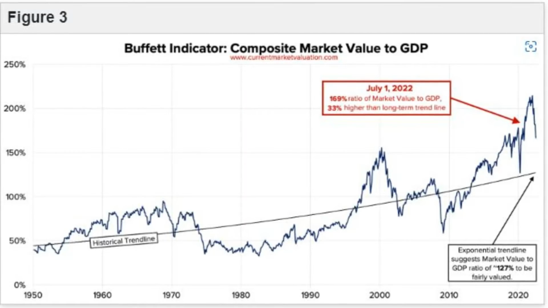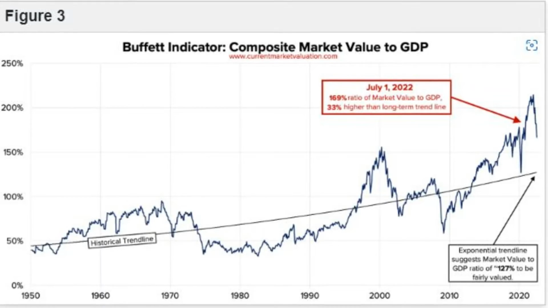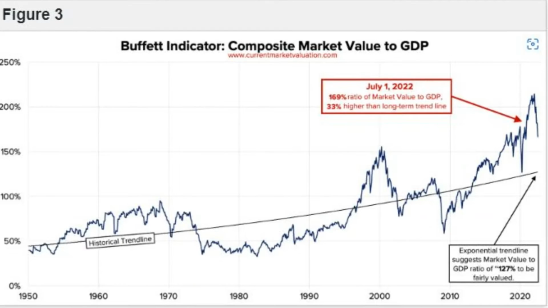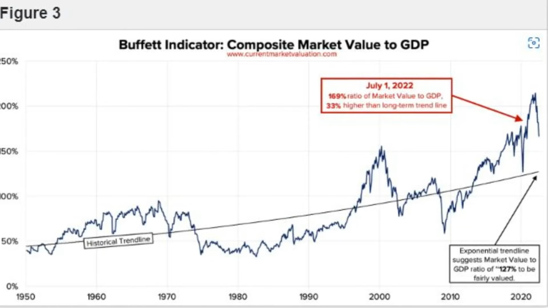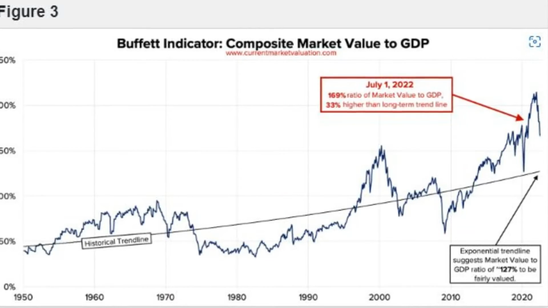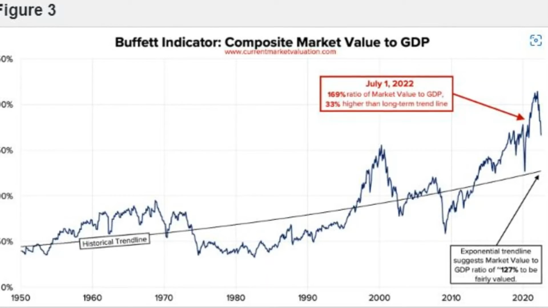According to current market valuation, the Buffett Indicator is currently 133%, or about 0.9 standard deviations above the historical average, suggesting that the market is fairly valued. Even though the exponential trend line is 127%, the 169% now sits within one standard deviation and is fairly valued.